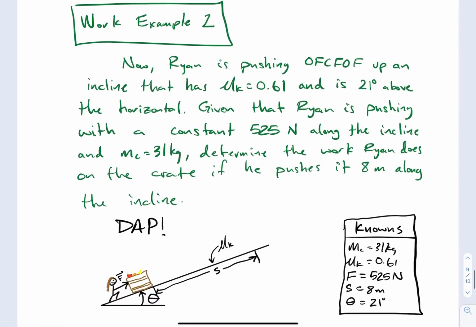This example is now Ryan is pushing our favorite crate full of fruit up an incline that has a coefficient of kinetic friction of 0.61 and is 21 degrees above the horizontal. Given that Ryan is pushing with a constant 525 newtons along the incline and the mass of the crate is 31 kilograms, determine the work Ryan does on the crate if he pushes it 8 meters along the incline.